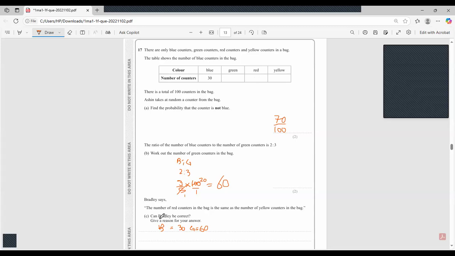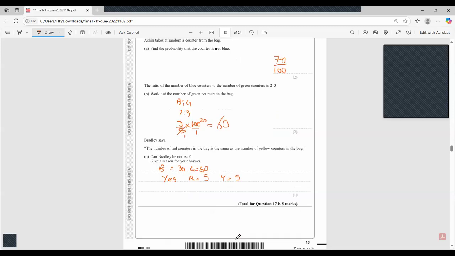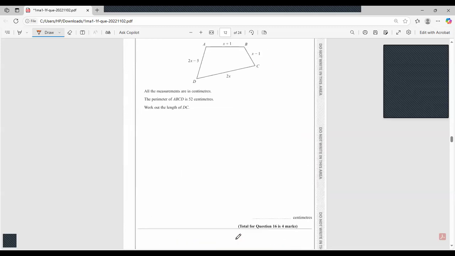The question, you see how they ask the question, can Bradley be correct? Yes. So it's a possibility. So I think we can say yes. And that would be red. Red would be what? 5. And yellow would be what? 5. Okay. All right. So let's move on.